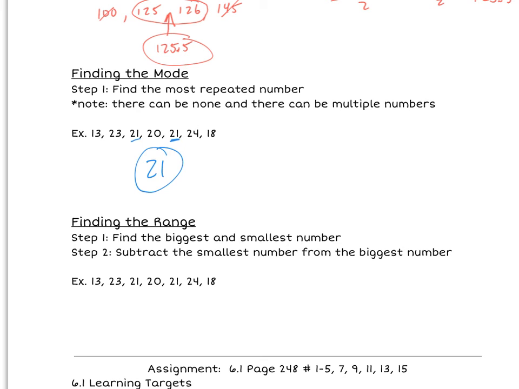Okay? If there was another one of these, if there was another 18 here, you would have the numbers 21 and 18 as your mode. Okay? You just write them both down as an answer. You just have 2 answers then.